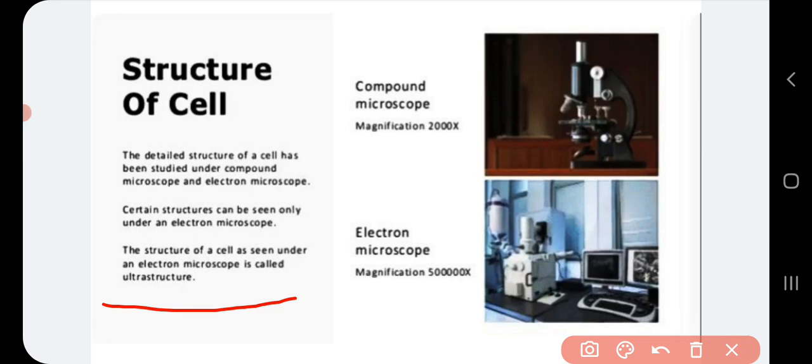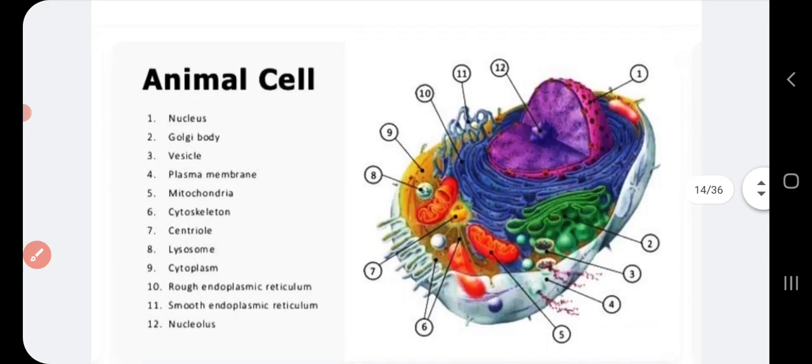Okay, this point I gave an underline, you have to keep it in mind. Now we will move to the parts of the animal cell. What are the parts of the animal cell? Nucleus, Golgi bodies, vesicle, plasma membrane, mitochondria, cytoskeleton, centriole, lysosome, cytoplasm, rough endoplasmic reticulum (RER), smooth endoplasmic reticulum, and nucleolus.